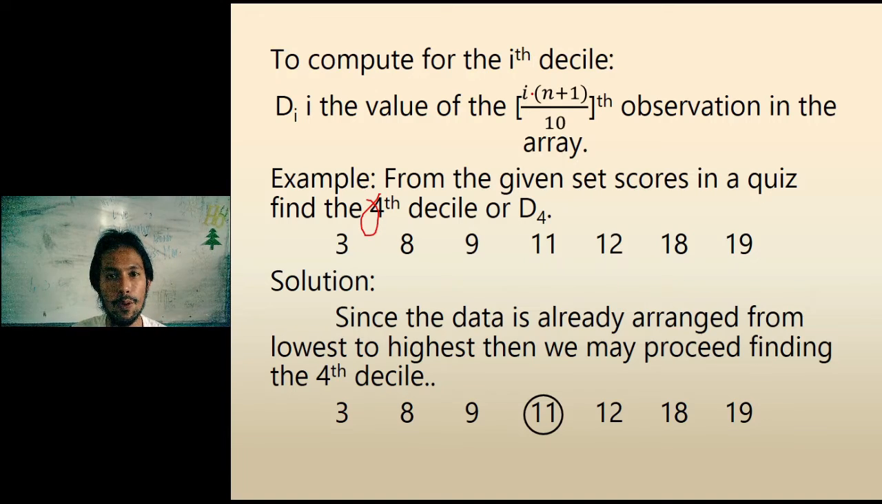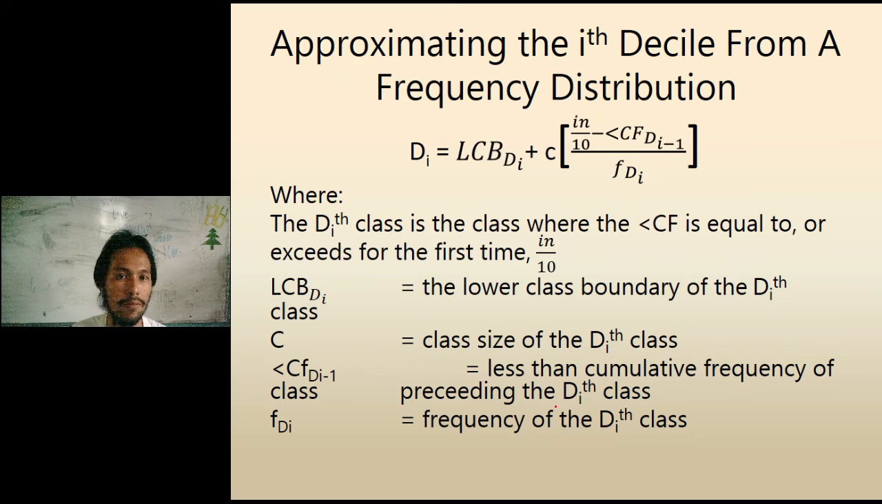So, i is 4, times 8, 7 plus 1 over 10. So, 8 times 4, 32 over 10. So, 32 over 10 is 3.2, we disregard the decimal. So, it becomes 4. So, our fourth decile is 11. 1, 2, 3, 4.